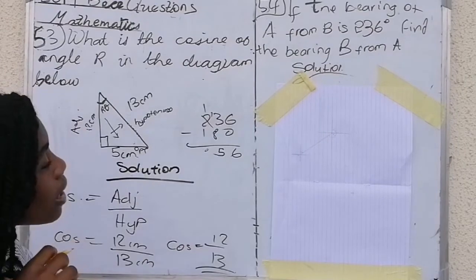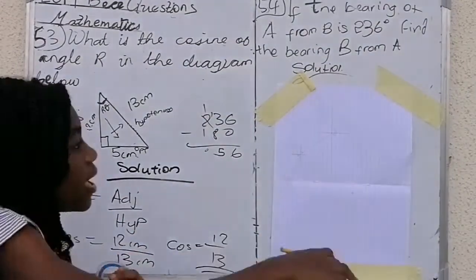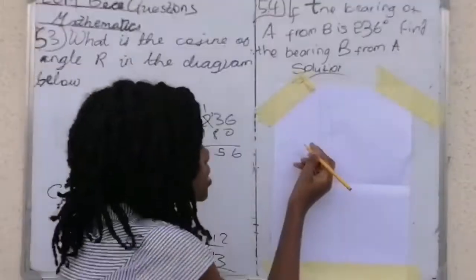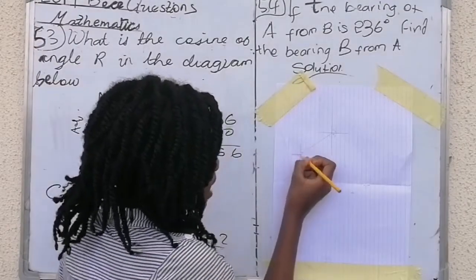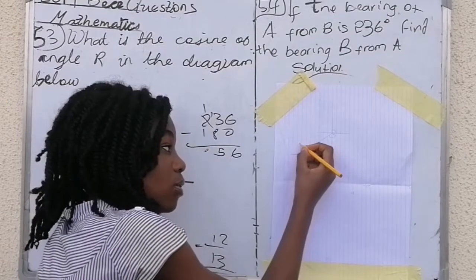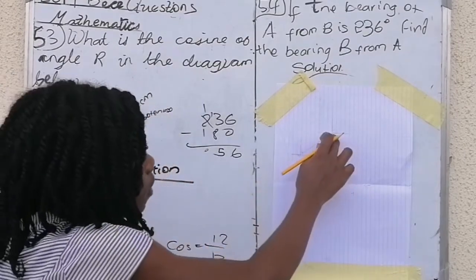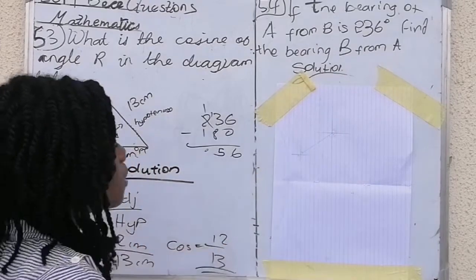But if we are being told that we should find the bearing of B from A, it means that A is the starting point. So we have to calculate the degrees starting from the north line, the line representing north. Then we calculate the angle from the line connecting them.